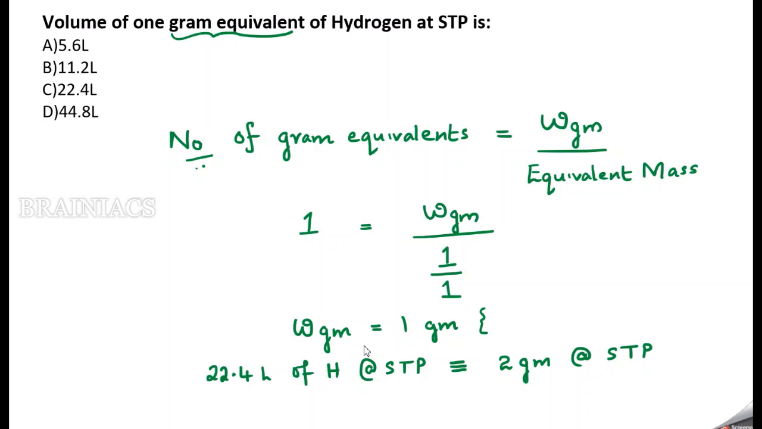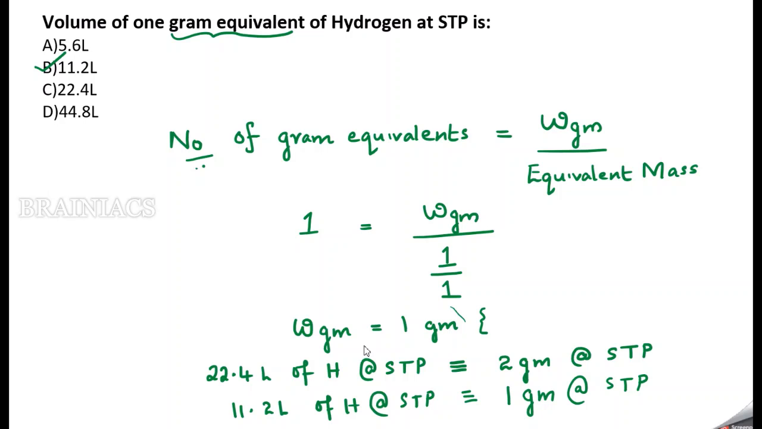So at the end of the day, I need to find out the volume occupied by 1 gram. So how can you make 2 gram to 1 gram? Divided by 2, so this will become 1 gram at STP. So divide on the LHS also by 2, so this will become 11.2 liter of hydrogen at STP. So I got the answer, 1 gram is occupying a volume of 11.2 liters.